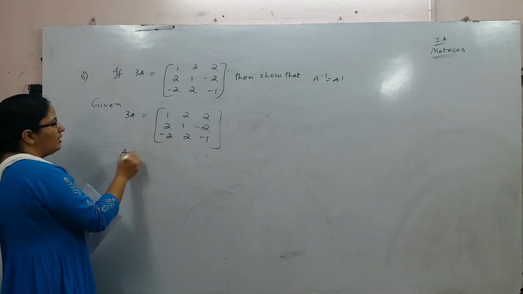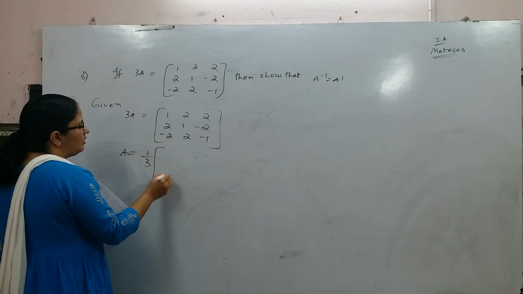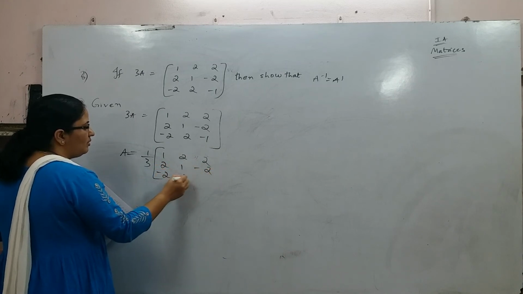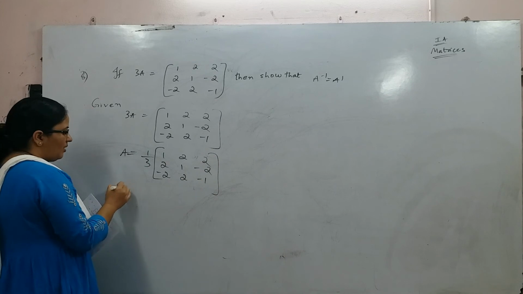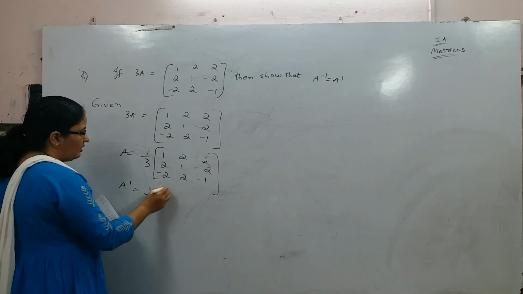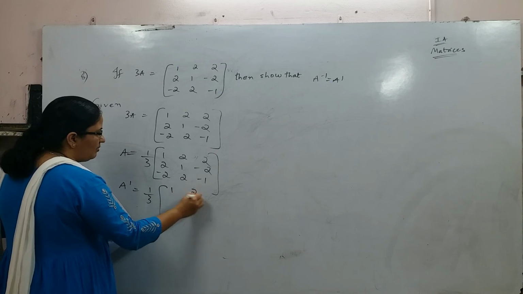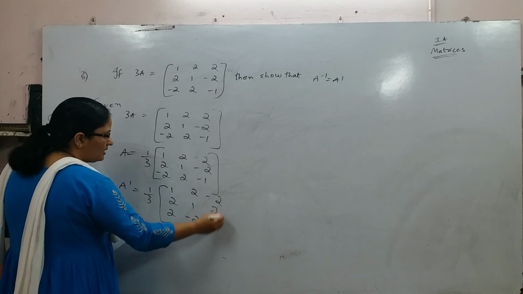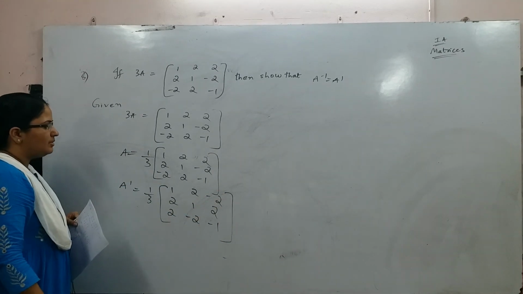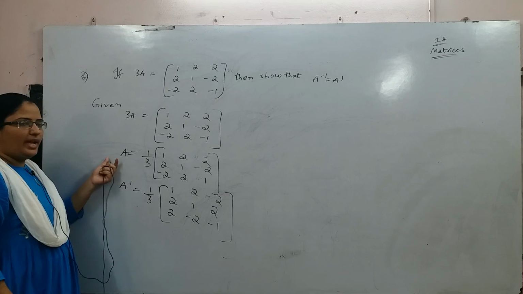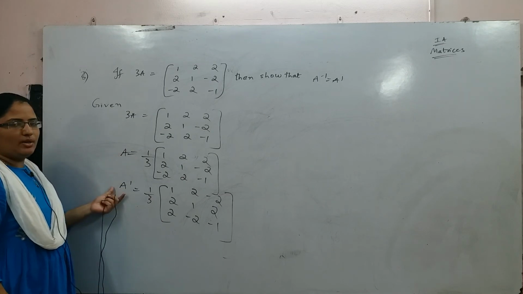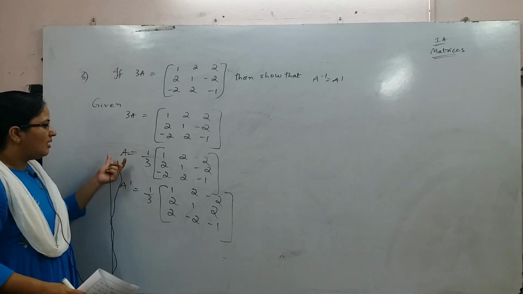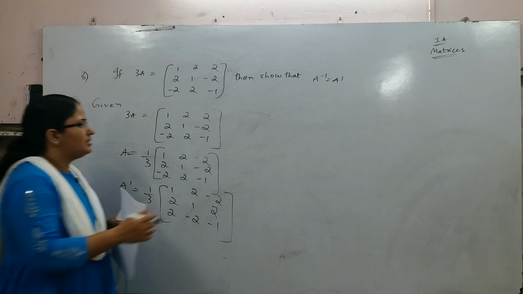Now, what is A equal to? 1 by 3 into 1 2 2, 2 1 minus 2, minus 2 2, minus 1. What is A transpose? 1 by 3 into 1 2 minus 2, 2 1 2, 2 minus 2, minus 1. This is what is A transpose. If we are able to prove A into A transpose is equal to I, then A inverse is equal to A transpose. So now let us consider A into A transpose.